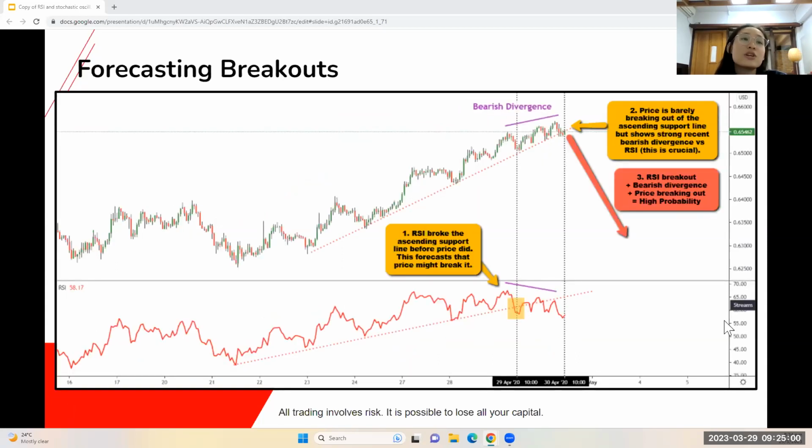So now we're moving on to forecasting breakouts. Here you can see price on our price chart is moving in an ascending trend line, and on our RSI, it's also moving in an ascending trend line. But if we take a look between these two columns that we've highlighted, the RSI broke the ascending support line before price did. So this forecasts that price might break out of that same support line.